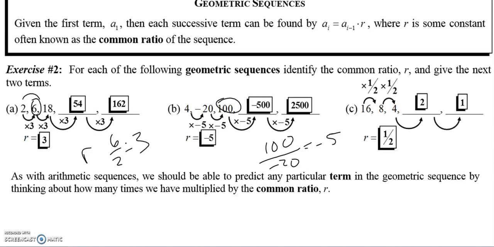And as with arithmetic sequences, we should be able to predict any particular term in the geometric sequence by thinking about how many times we multiply. So basically it's saying we should be able to come up with an explicit formula for these geometric sequences also.